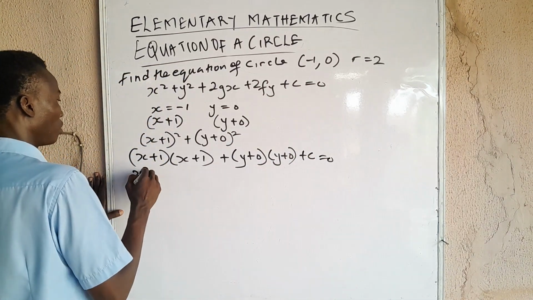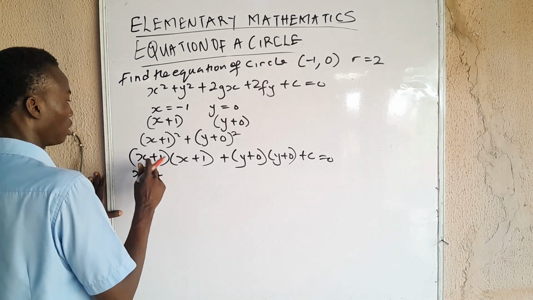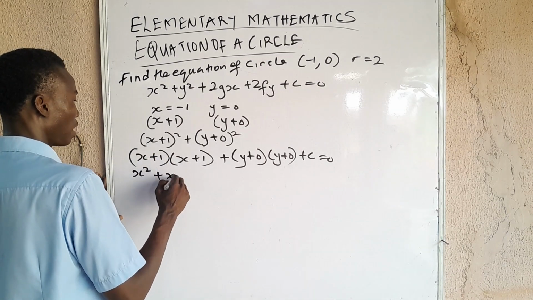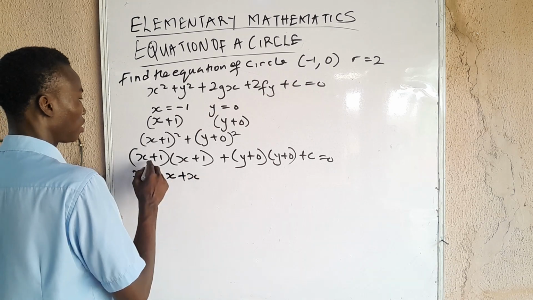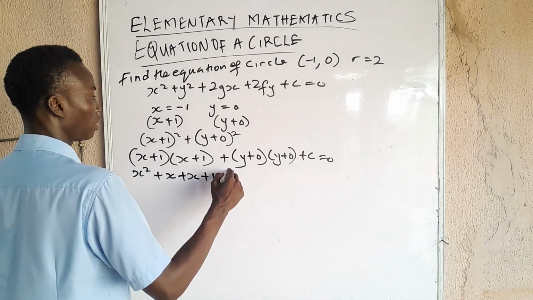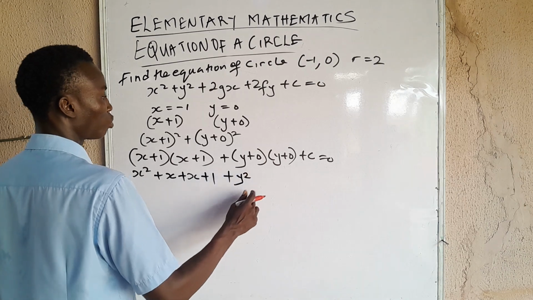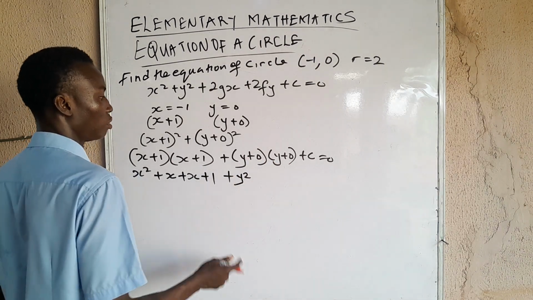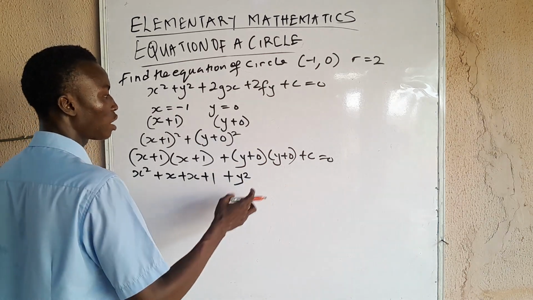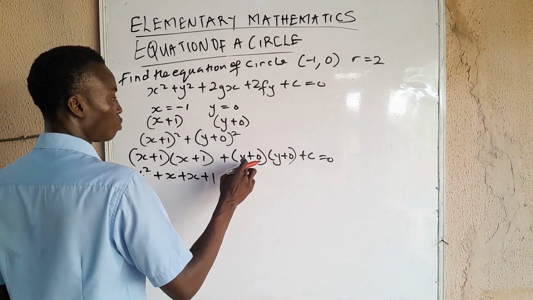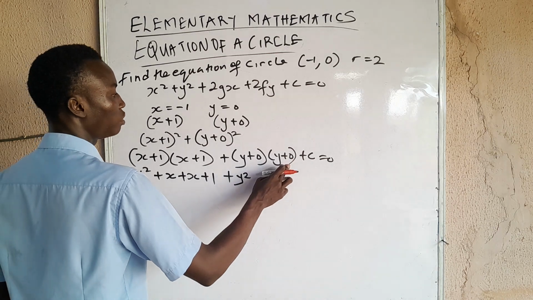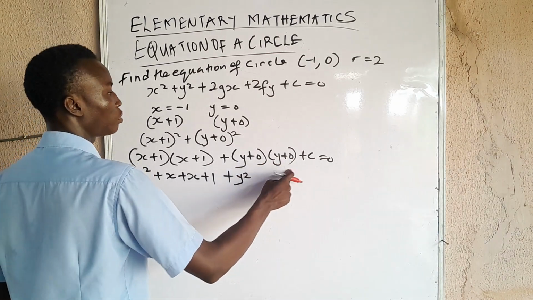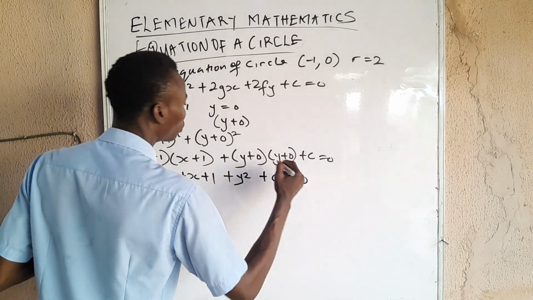Solve this. This will give you x squared. If you use this to multiply this, it will give you this. Now this for this, we are going to have plus x in that place, another plus x there, then that will give you plus 1. If you use this for this, you are going to have y squared. Y times 0 will give you 0. So y times y will give you y squared, y times 0 will give you 0, 0 times y will give you 0, and 0 times 0 will still give you 0. So plus c equals 0.